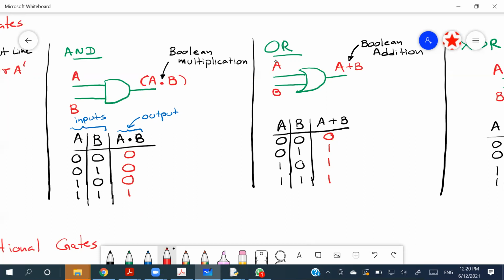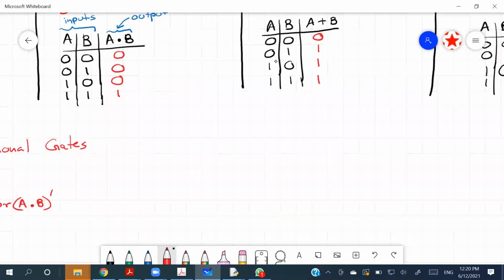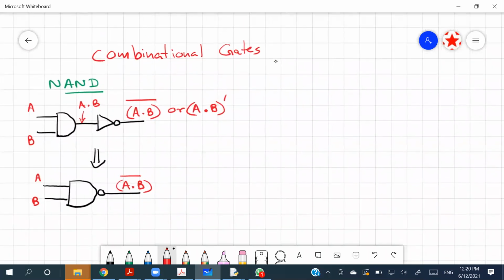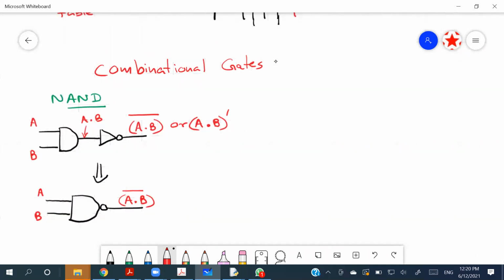So you have to remember that pattern. Now when it comes to the NAND gate, you will see the output of this AND gate is going to be inverted, right? So we can draw the NAND gate's truth table like this.